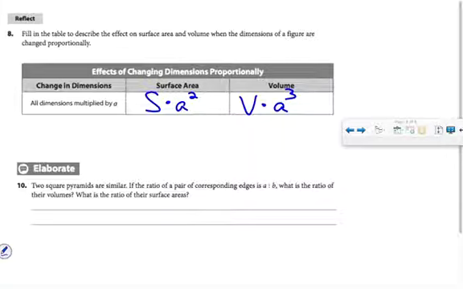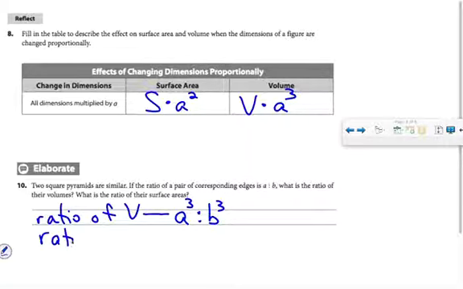So two square pyramids are similar, and if the ratio of a pair of corresponding edges is a to b, what is the ratio of their volumes? What is the ratio of their surface areas? Similar idea. If the ratio is a to b, the ratio of their volumes, well, that's a cubic unit measurement, so the ratio of volume would be a cubed to b cubed. And the ratio of their surface areas would be a squared to b squared.